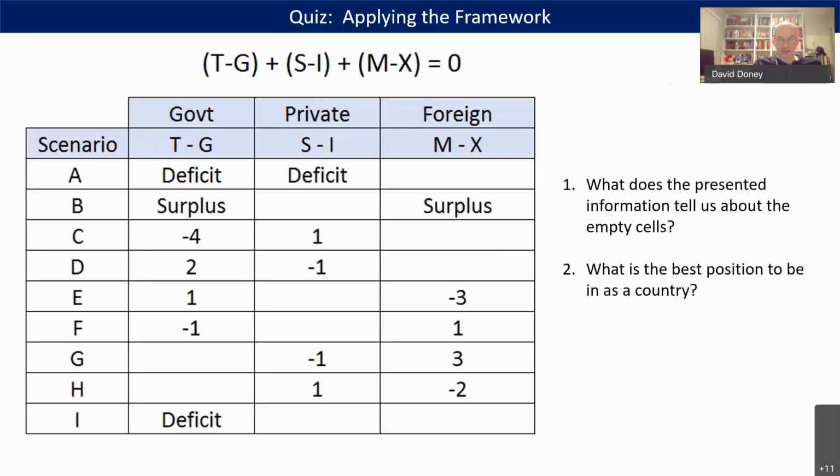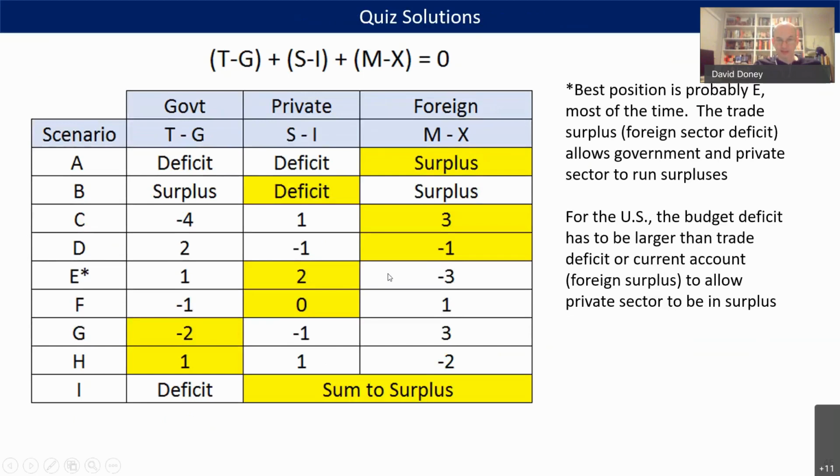Germany is Goldilocks. You want to be at E. You can be here. You're rocking. Not realistic for the US, though. You know why Germany can run a surplus, right? Because everybody else has a deficit.